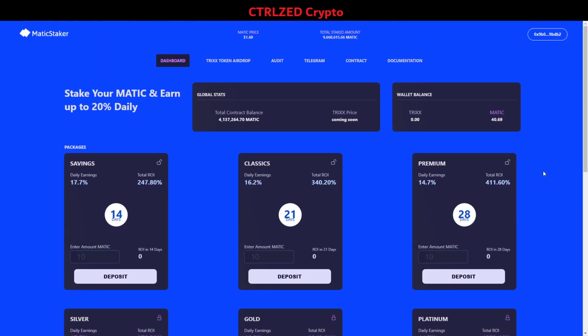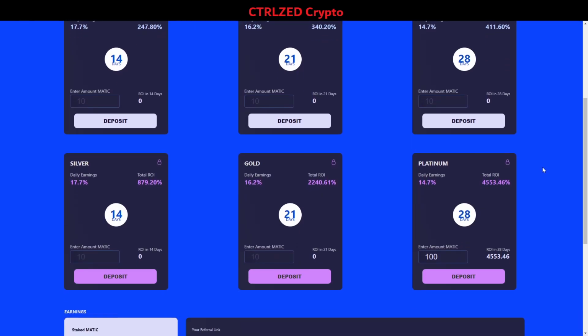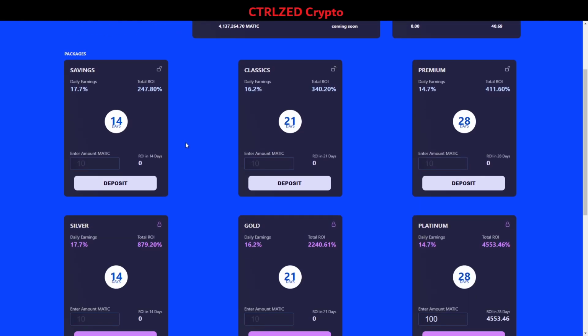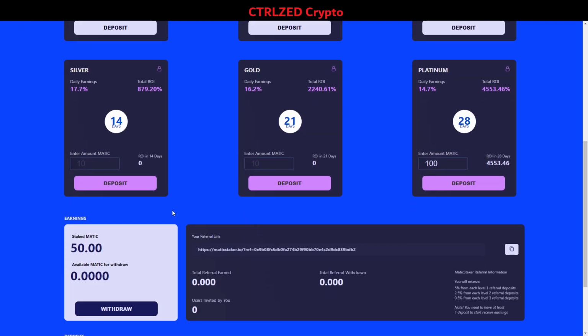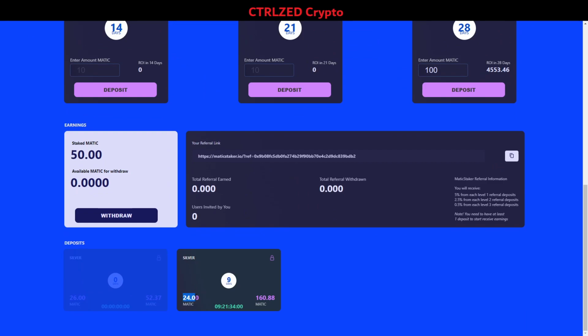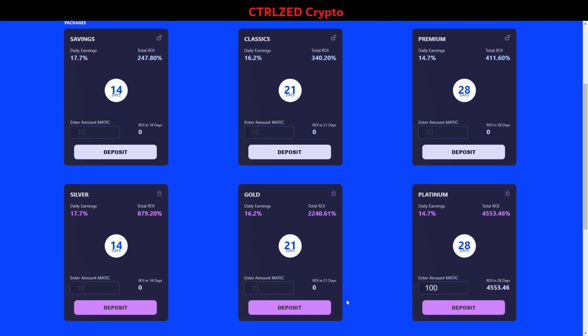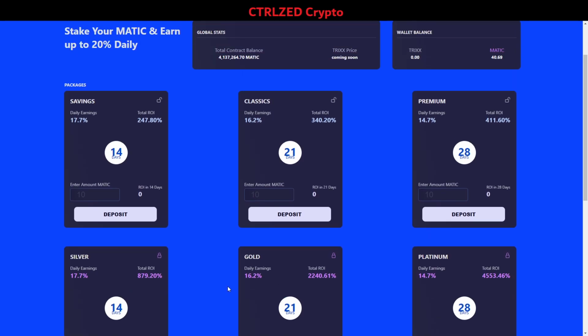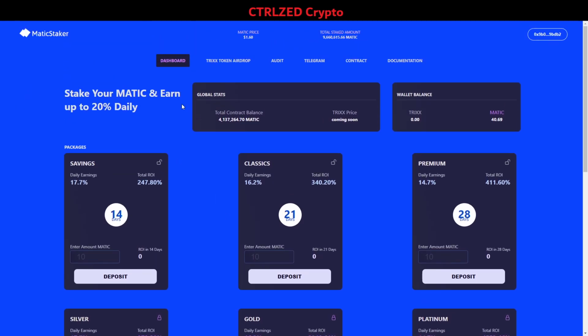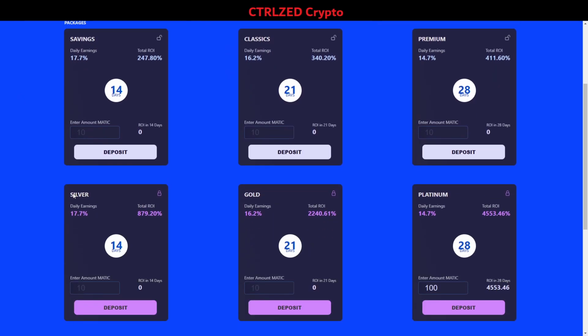So if you're looking at the risk versus benefit here, definitely Maticstaker has a lot of benefit. I have at the moment 24 Matic invested. I'm hoping to get 160 out of it. And if that doesn't happen within the next 10 days, the whole thing goes under. Well, I'm out 24 Matic on that. So that's the risk of these essentially Ponzi schemes. Matic is probably the highest risk at the moment of the ones that I've seen, just because their returns have been so high.